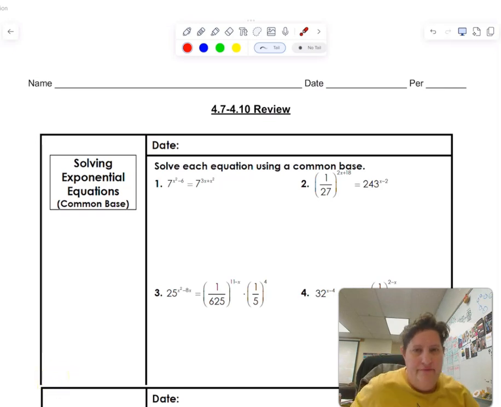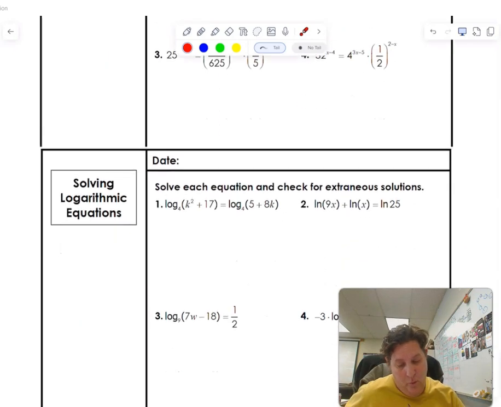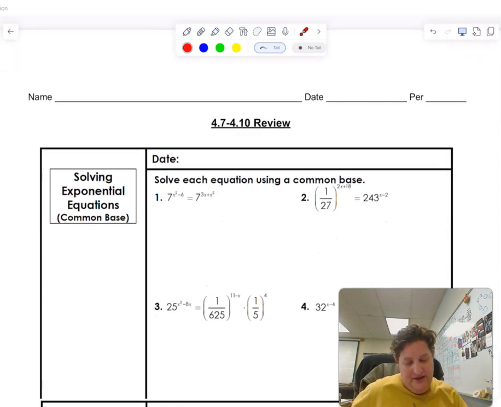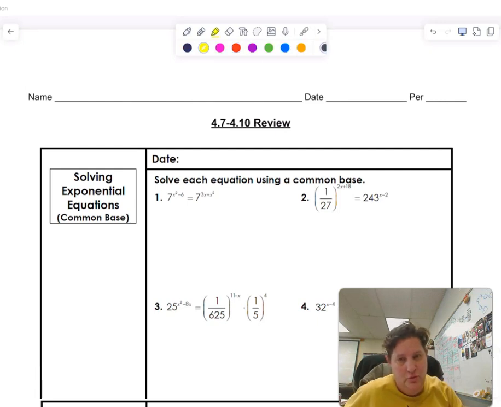Alright guys, here's our review for the exponential and logarithmic units. Okay, when we are talking about exponential equations, there are two types that we have. Ones where you can get a common base. I want you guys to notice this. Common base ones, like 7, 7, 27, 243, right? These are all things that I can put a common base on.